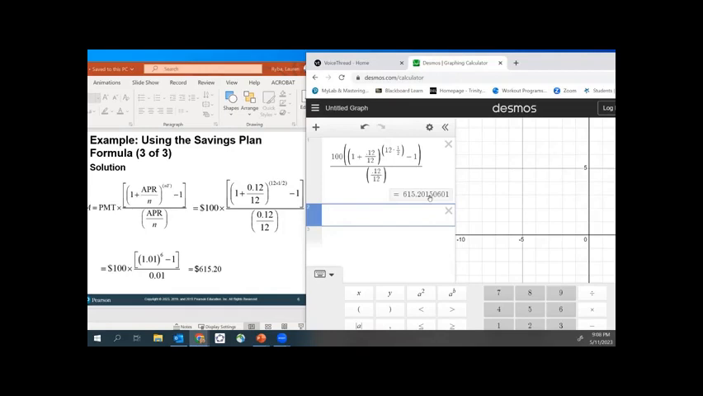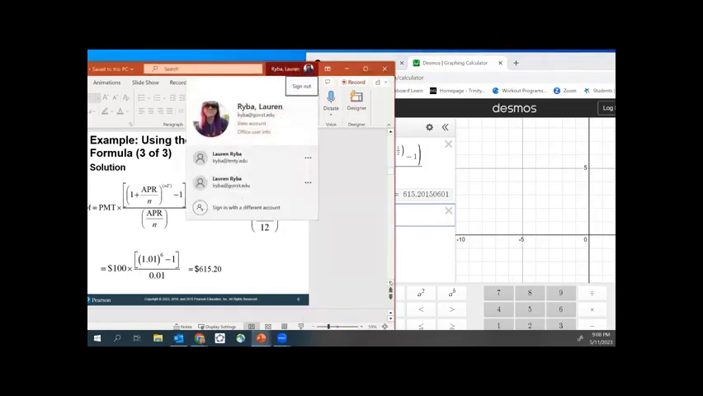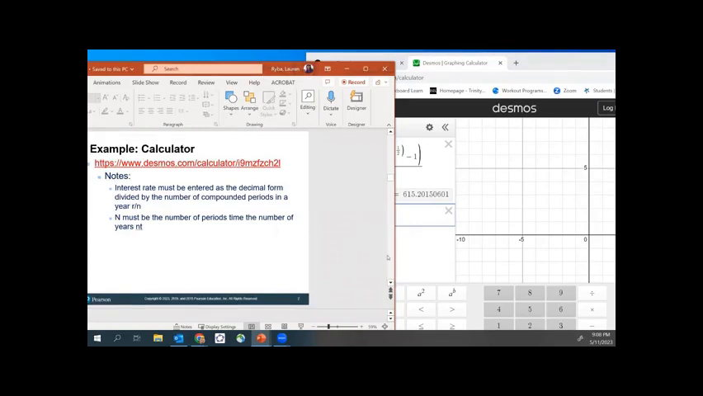Now, like I said, the formula is a little messy. So what we're going to do is we have a calculator here that we can use.